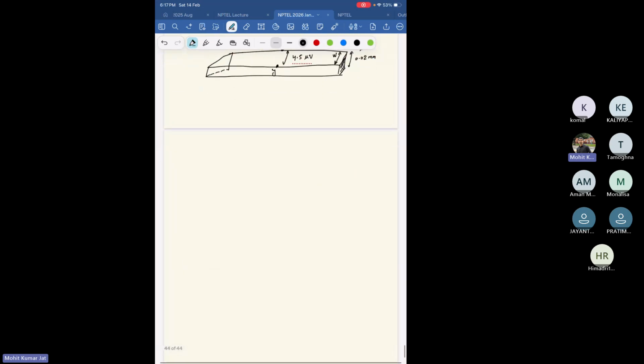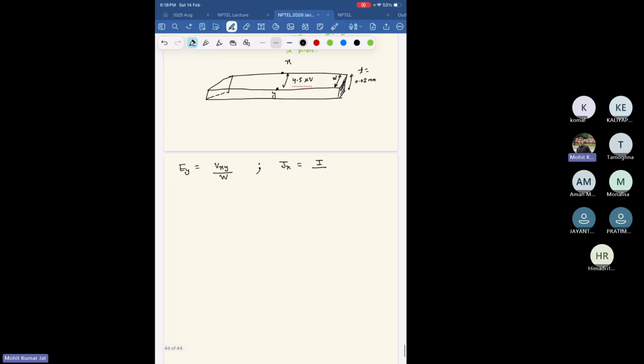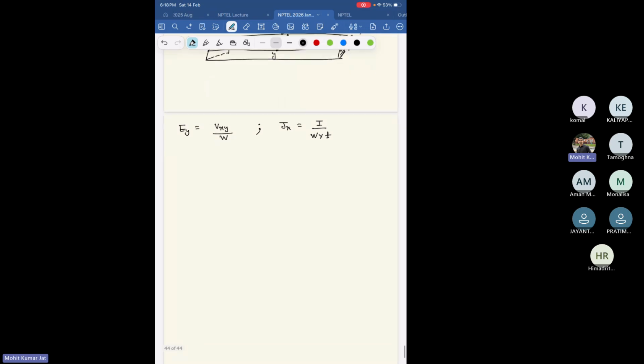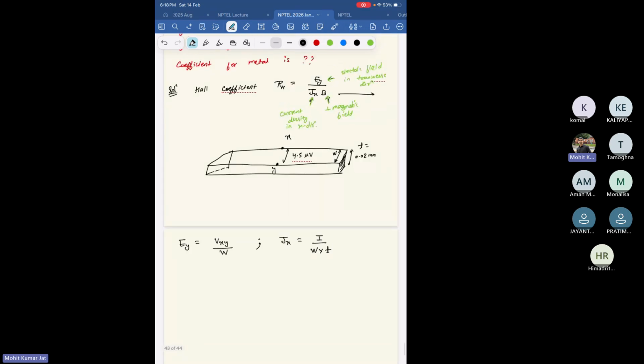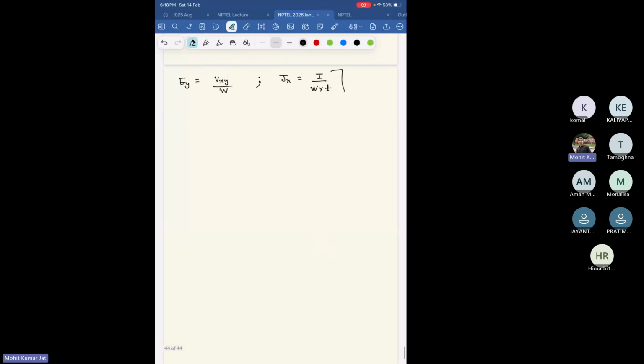So if I ask you how to write EY, you will say that okay, EY is nothing but VXY by whatever the width is there, right? And similarly, I can ask you Jx also, how do you write the current density? Current density you write total current divided by the area, right? So W, which is the width, and T is the thickness. That will give you the area, right? And B is the magnetic field. Now you substitute these values. This is equation 1. Both of these are equation 2.